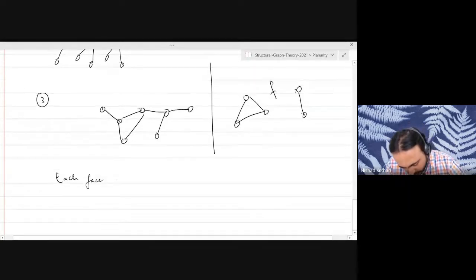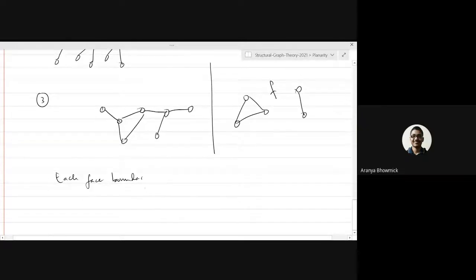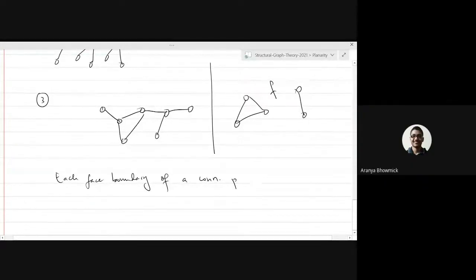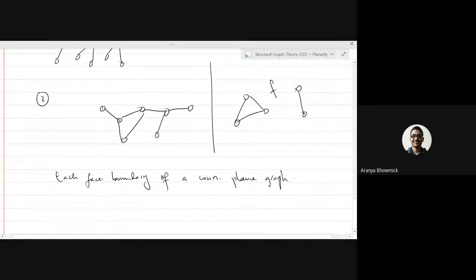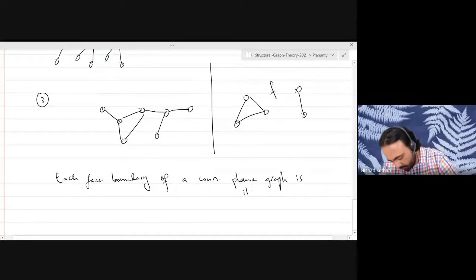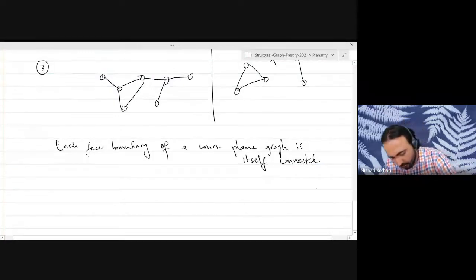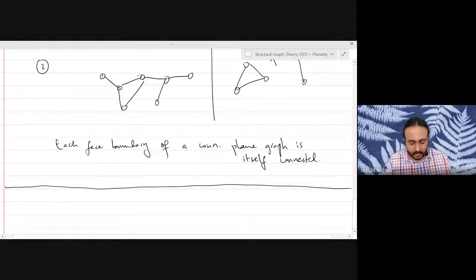So basically, for a connected plane graph, the boundary of each face is a connected subgraph of G. Okay. So these are just some simple observations. We won't bother writing down proofs of them. If you're interested, you're welcome to do it yourself.